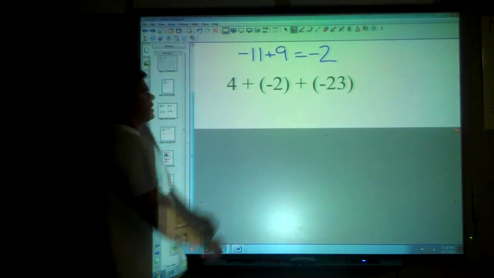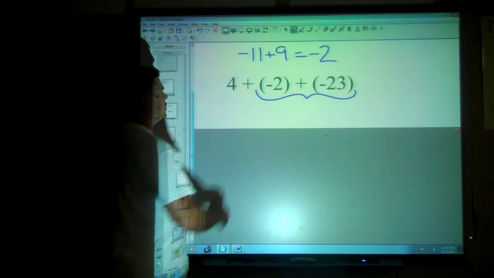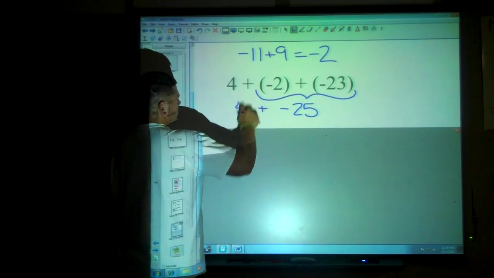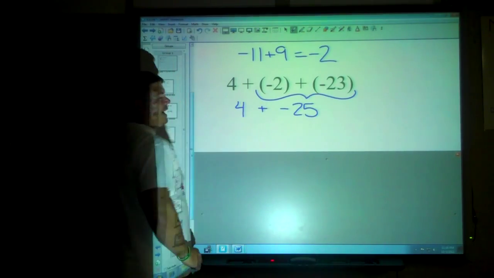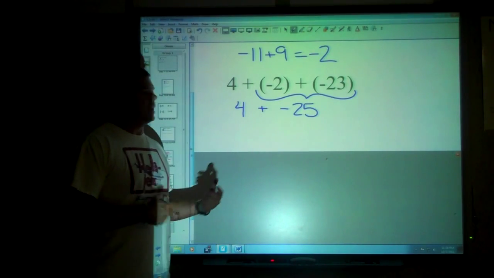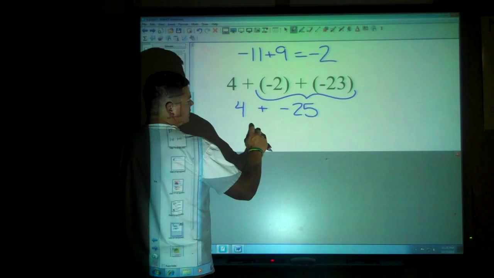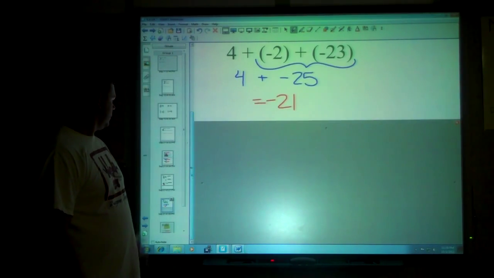Alright, another scenario, these two right here, negatives plus negatives makes more negatives, so we would have negative 25 being added to the positive 4. Whenever you add a positive and a negative, you ask yourself, do you have more positives or do you have more negatives? I think we clearly have more negatives than positives. And how many more? The answer would be 21 more negatives.